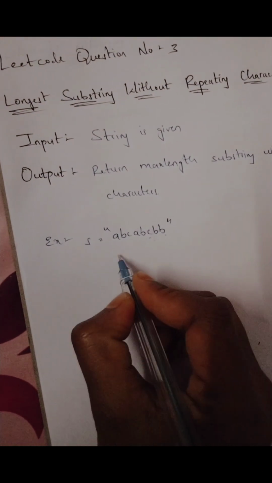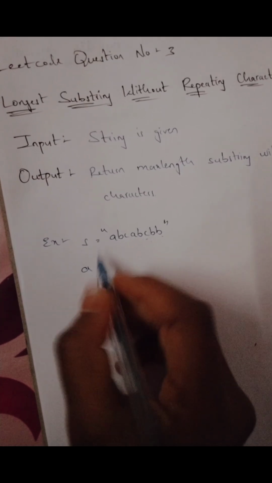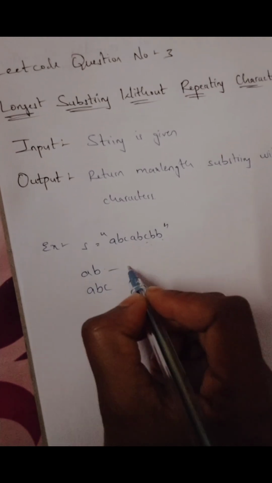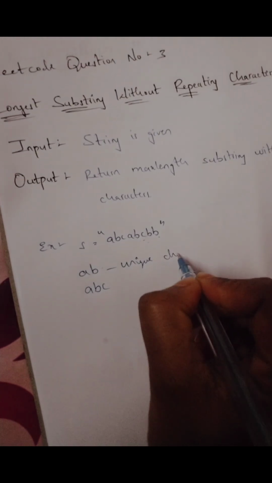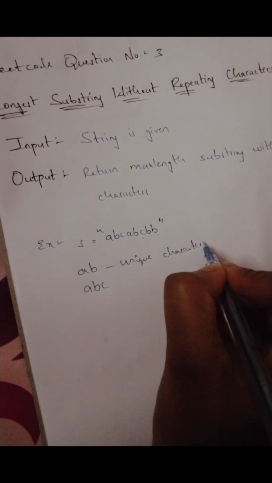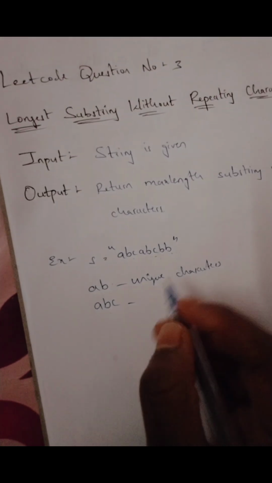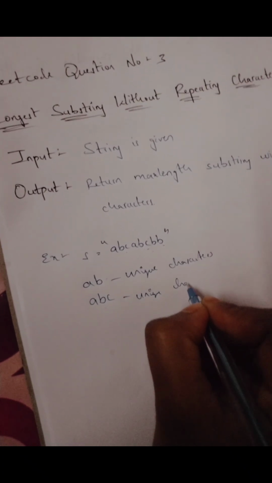In this, let's start with the substring A. We'll get ABC. This has unique characters, and if we add this C here, AB, the same, unique characters.